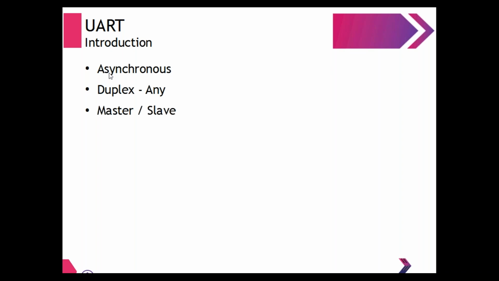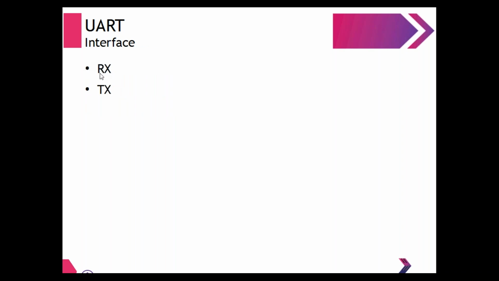Now if you're talking about the interface, it's asynchronous, so there is no clock line. And in duplexity, it supports simplex and also full duplex communication. If you have full duplex, then minimum how many lines do we need? Full duplex means two-way: you can transmit and receive at the same time. So two lines you need. Via one line you can transmit, via another line you can receive.